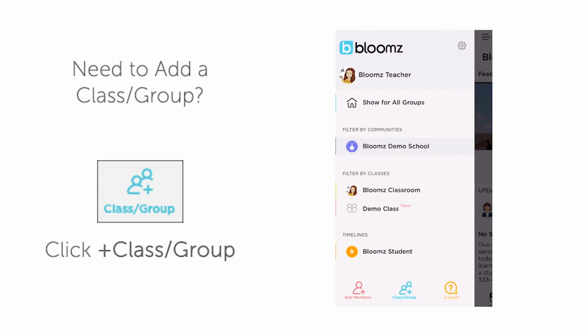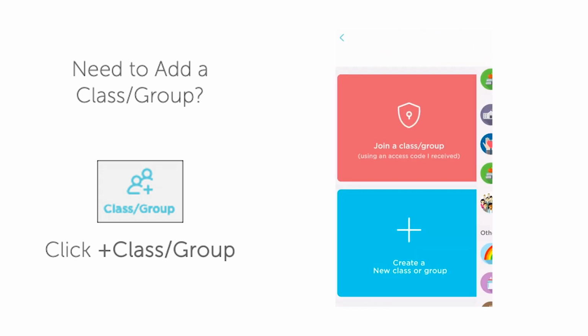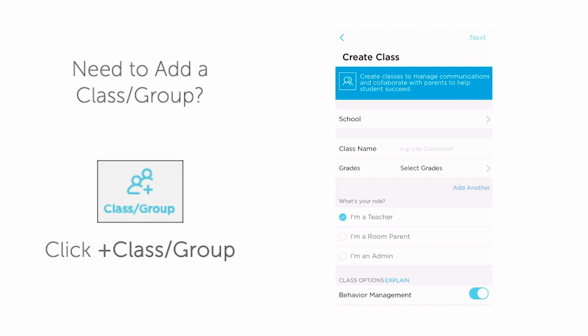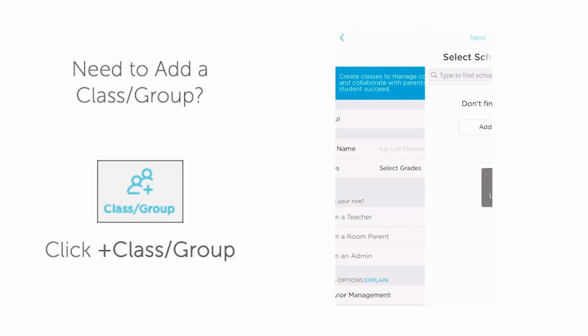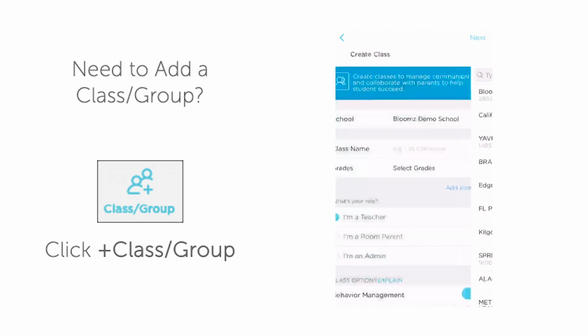Most schools will already have set up classes for you to join, but if you still need to create a class or an additional group in Bloomz, click the plus, class, or group in the bottom left navigation menu. Click Create a New Class or Group. There are several types of classes and groups to choose. But for this example, I'm going to choose a class. Make sure to select the school that you are associating with this class. Add a class name.